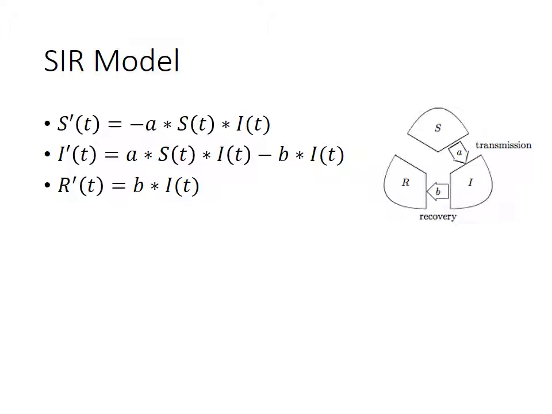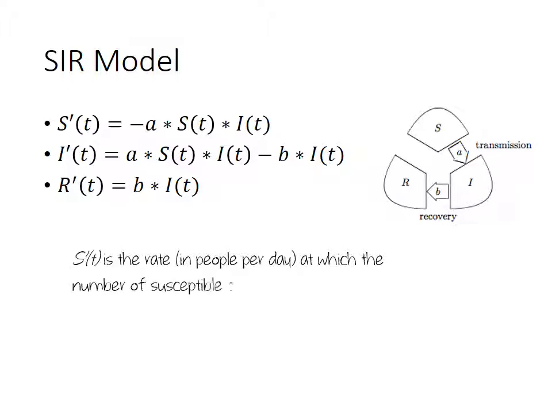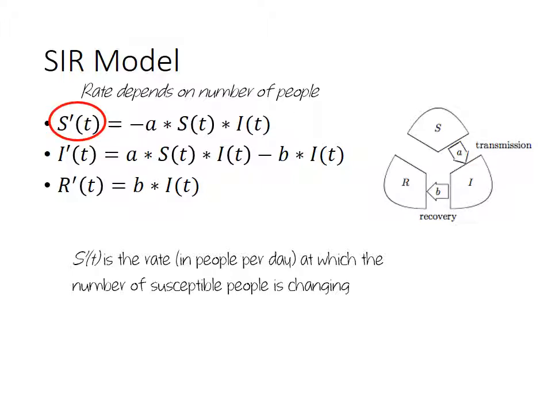In this case, S prime of t is the rate, in people per day, at which the number of susceptible people is changing. One of the important things to notice is that the rate at which the number of people is changing depends on the actual number of people in the population. That is, S prime of t depends, in part, on the value of S of t.